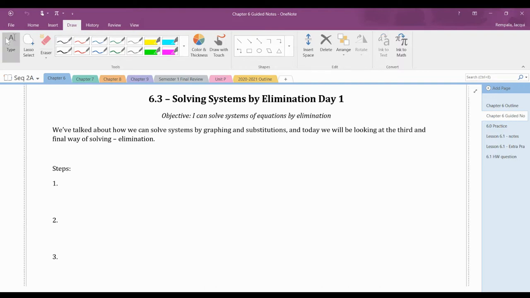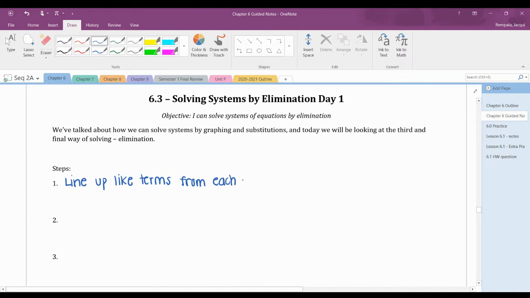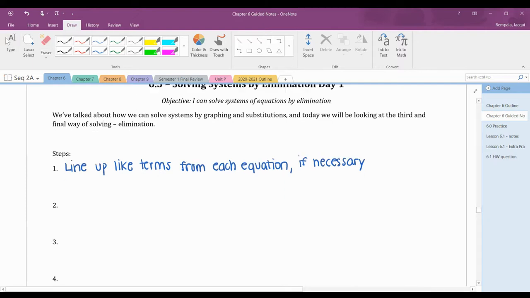So step number one, we want to make sure that we line up like terms from each equation if it's necessary. And what I mean by like terms is that we want the x's from both equations, one on top of the other. We want the y's from both equations in the same spot, one on top of the other. We want the equal signs, one on top of the other. We want then what it's equal to, one on top of the other. So that's our first step.